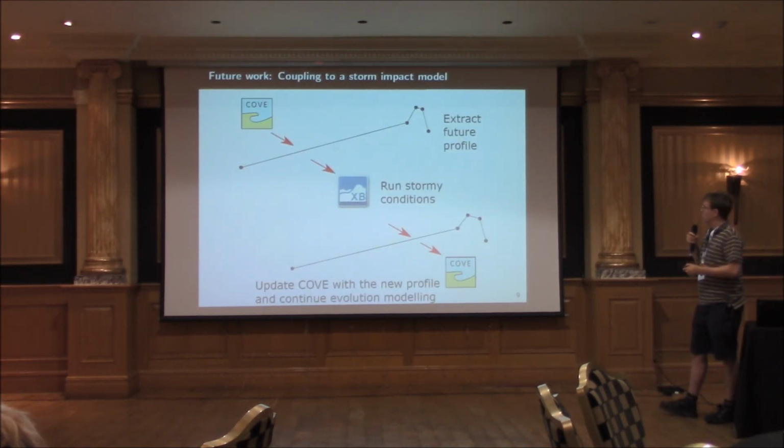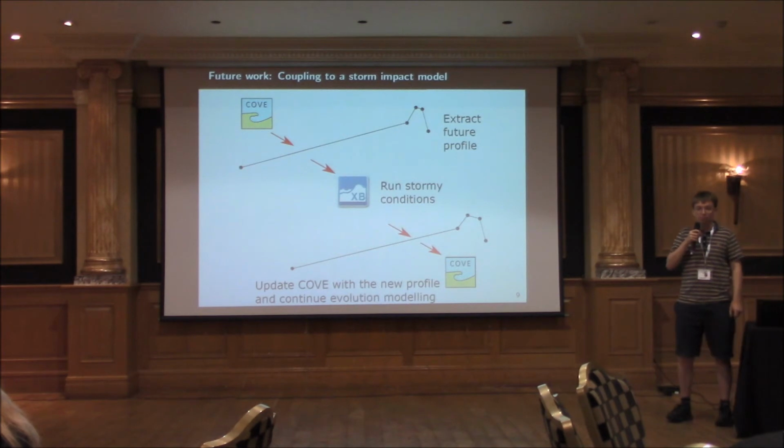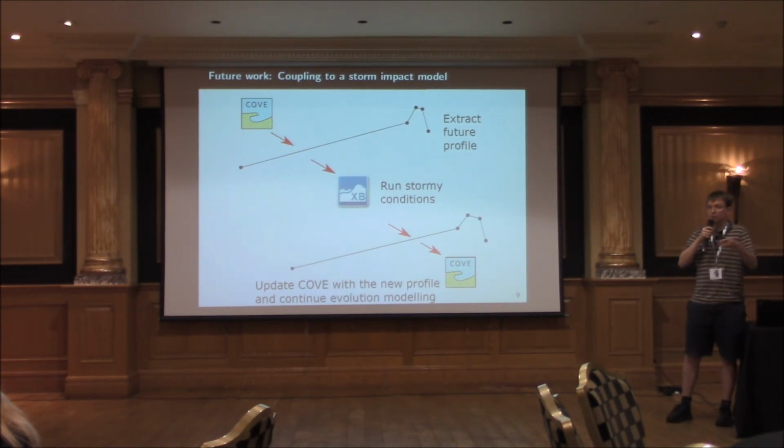What's coming next? What we really need to be able to do to inform future flood risk management is to say, right, this is what the coastline is going to look like in 10, 20 years. This is what's going to happen when you have a storm on that beach profile, and then you can work out what future impacts might be to inform economics and decision making.